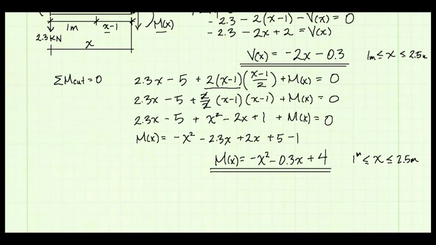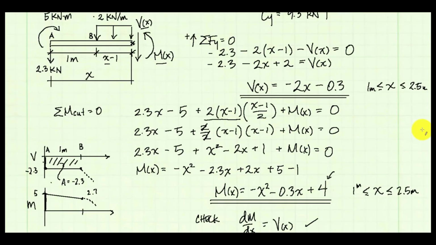The first check I'm going to do is take its derivative. If I take the derivative of the moment function, does it give me the shear? In this case, yes, it does. What it doesn't check is that constant at the end of my equation. It doesn't check to see if that is right or not. Another way to check this problem, like we did with the shear equation, is to check the moment at a known point.